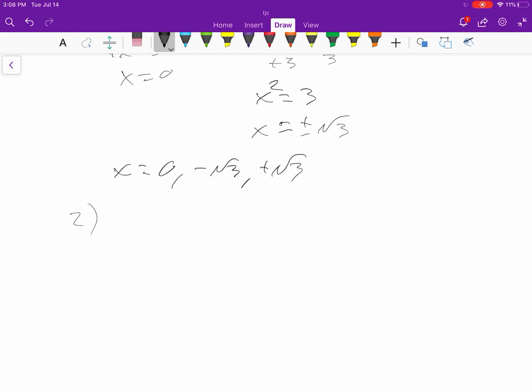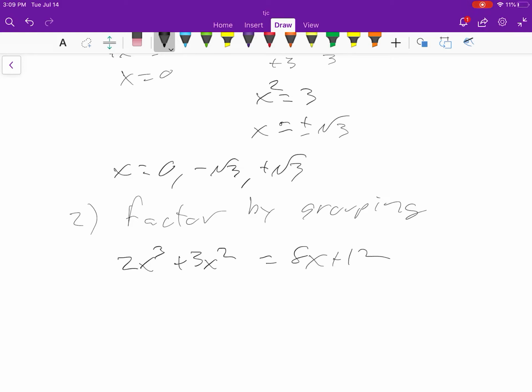Okay, the next one is factor by grouping. So this one usually looks something like this. All right, we're going to move everything to one hand side. Okay, I left a space here intentionally because I know I'm going to put a plus there when I factor by grouping. And what you have to do is you just have to try it. It's either going to work or it's not going to work. A lot of these are trial and error. You try various different things, they don't always work.